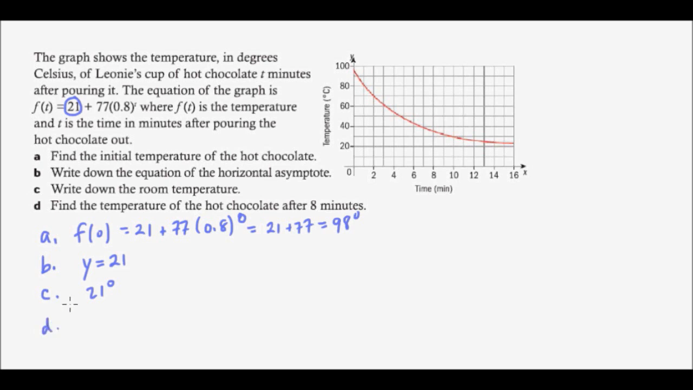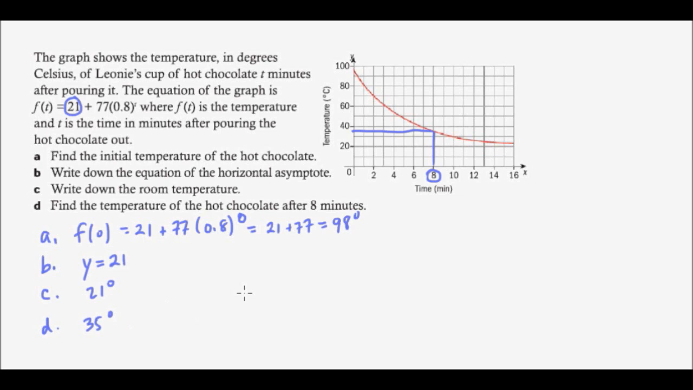Finally, find the temperature of the hot chocolate after 8 minutes. This is another one of those things where you have to look at the graph. You see that 8 minutes is right here. You're going to go up, and then with a ruler, you're going to go over. My line's not that straight, but you get the point. It's basically around 35 degrees, and they give you a little bit of leeway on those.